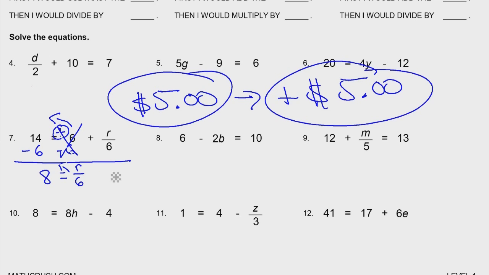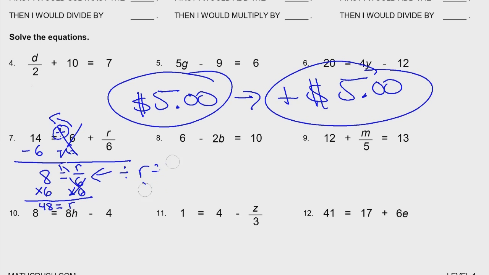And we already talked about this. This means division. It's r divided by 6. And the opposite of division would be multiplication. So we're going to multiply by 6 on both sides. These 6's are gone, so you're left with r equals 48.